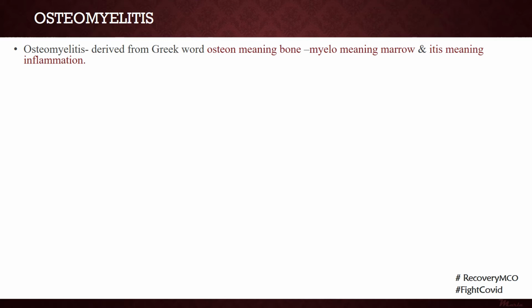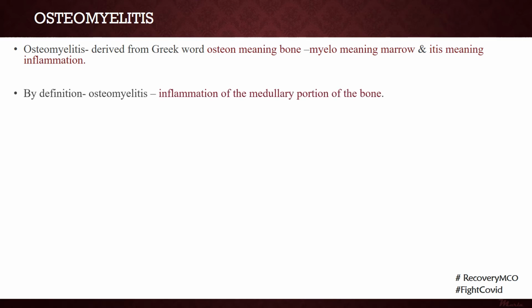Moving on to the next important topic, that is osteomyelitis. The term osteomyelitis has been derived from the Greek word osteon meaning bone, myelo meaning marrow, and itis meaning inflammation. So, osteomyelitis is basically inflammation of the medullary portion of the bone. However, this inflammation is rarely confined to the endosteum, and it usually progresses to affect the cortical bone and the periosteum.